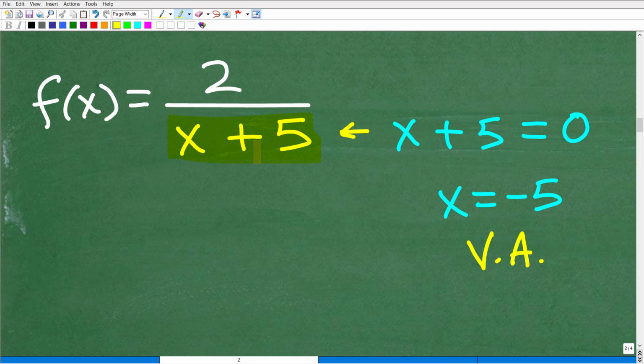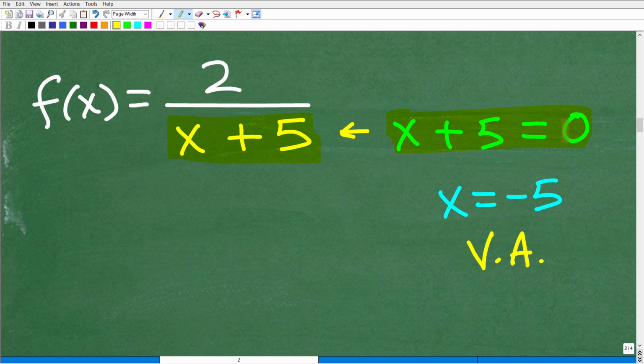Okay, that's finding the roots or zeros, or just solving for x. So that's pretty easy. So we're going to take x plus 5, set it equal to 0. That's how we're going to solve for x. Let me just make sure that I'm being clear. What you're going to do is take that denominator function, set it equal to 0, and then solve for x, right? That's finding the roots or zeros.